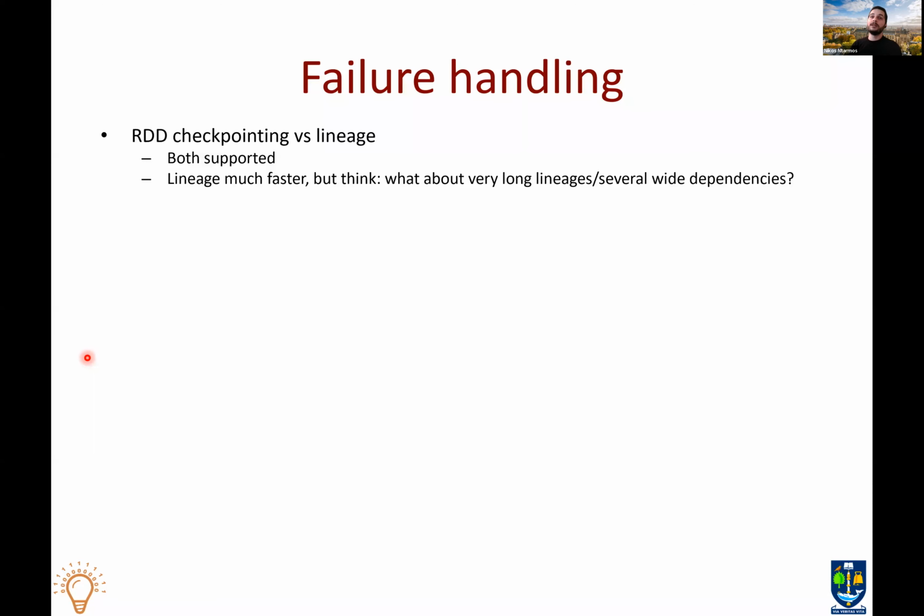Typically, going through the lineage path, so recomputing things, is much faster, apart from a few cases, and that is when the lineages are very long. So if I have a long list of narrow dependency transformations that I need to apply, or if I have wide dependencies, because in a wide dependency, you go up to multiple lineages of narrow dependencies, and you need to recompute all of them to compute your wide dependency output. So in those cases, it might pay off to use checkpointing.